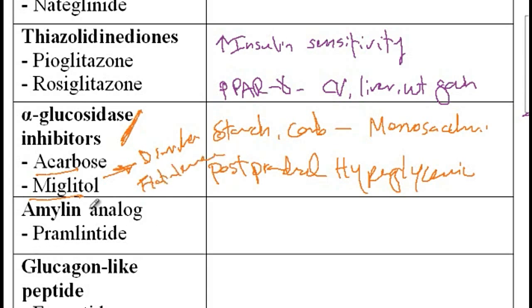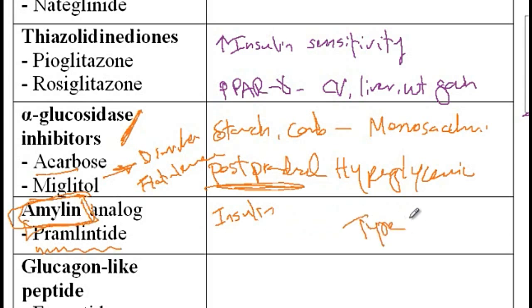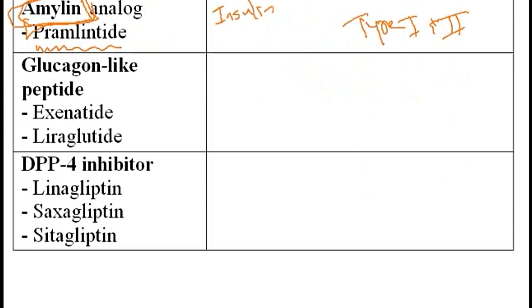The next class of medications are amylin analogs, and amylin is a protein that is co-secreted along with insulin. So insulin is produced by beta cells, so when insulin is produced, amylin is also produced. And it has been shown that the function of amylin is to prevent postprandial hyperglycemia. One example of this medication is pramlintide. One important point about amylin is that it can be used for both type 1 and type 2 diabetes mellitus.